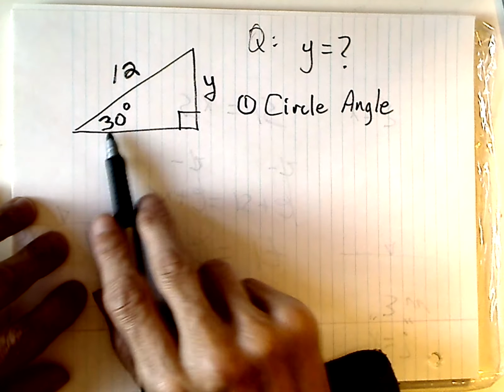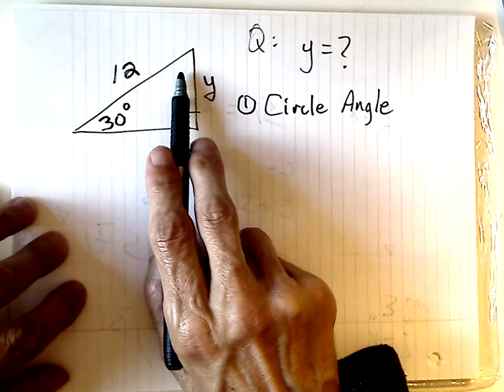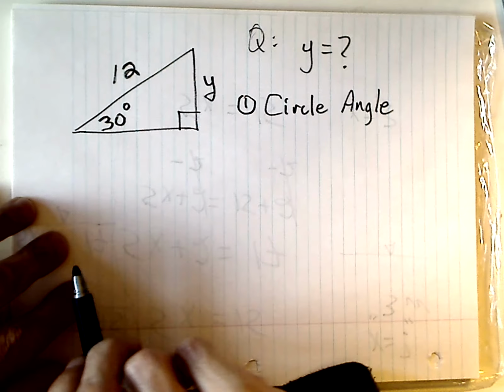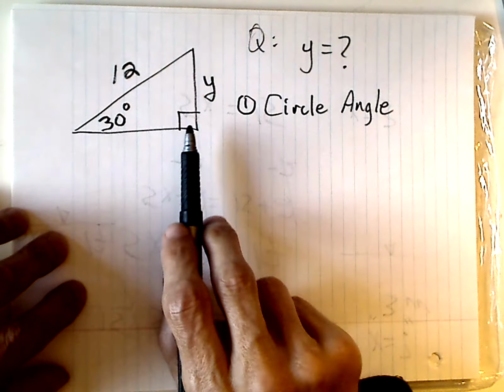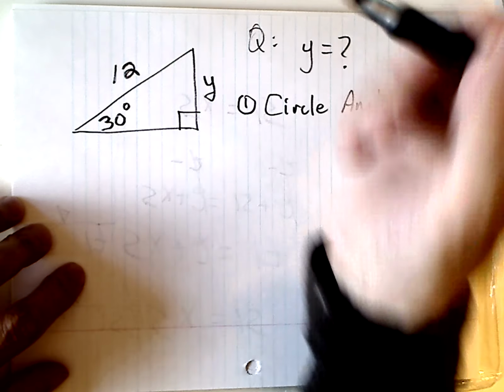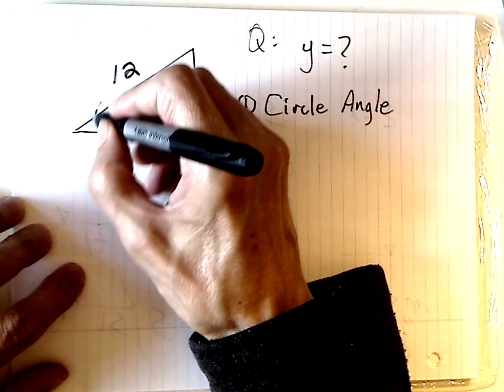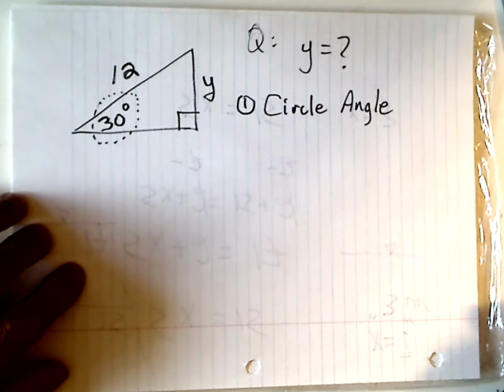This one's 30, that one's 90, and by default that one's 60, and the invisible one there. Okay, but of the ones we're going to use, it'll never be 90, by the way. It'll be one of the small ones. So circle the angle that we're working with. Just a dotted circle like that.